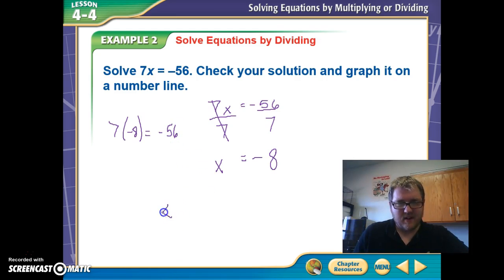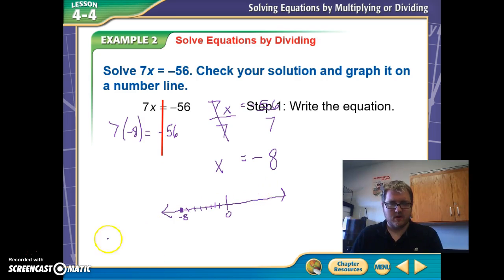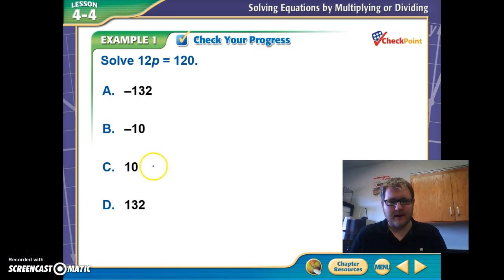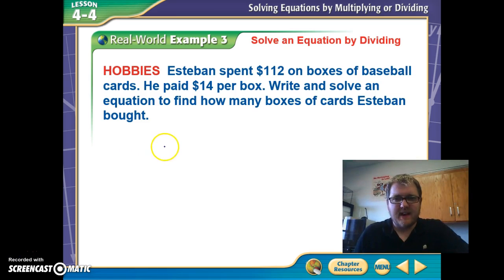And then to graph it on a number line, remember, I like to just put 0 here and draw little hash marks on the negative side. So 1, 2, 3, 4, 5, 6, 7, 8. Our negative 8 would be found right here. So go ahead and pause the video if you need to solve this equation. Now try this one.